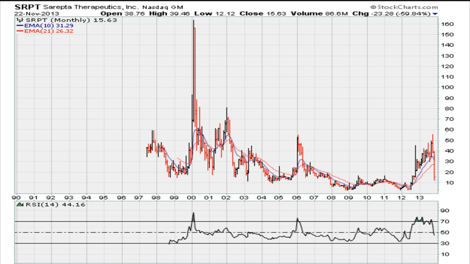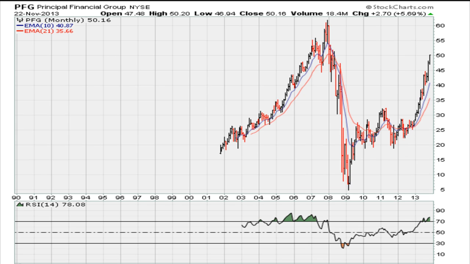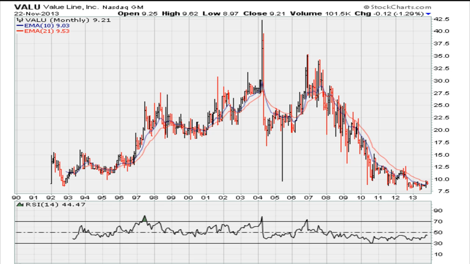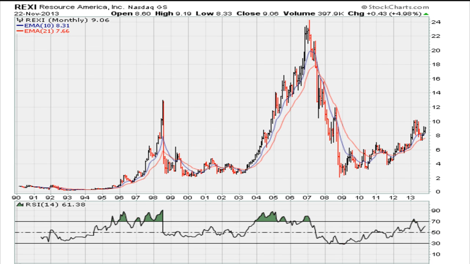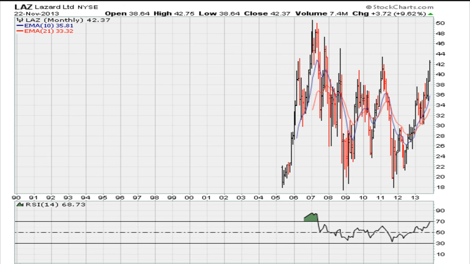Now the next couple of charts are going to be from the same sector. Take a look at this. Would you rather own this stock from the same sector, or this stock, or this one, or this one? Again, these charts are from the same sector. Which one would you rather own?